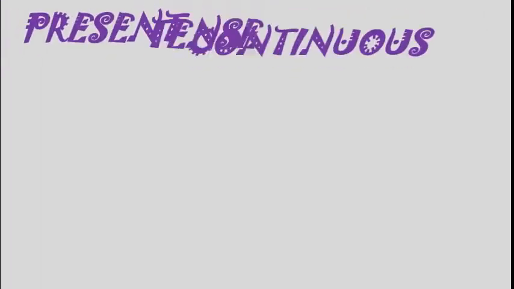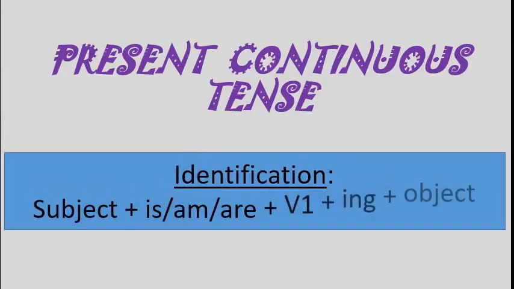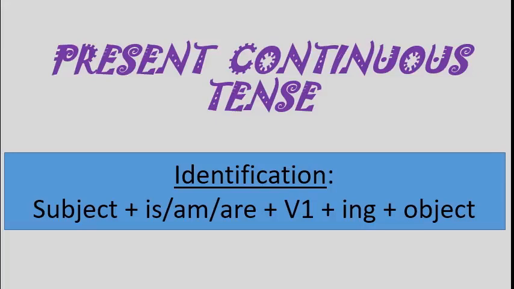Let's see the meaning and identification or structure of present continuous tense. It indicates an action that is taking place at the moment of speaking. Or we can say the present continuous tense expresses actions that are happening now or that are in progress. Let's see the structure or identification of present continuous tense. Subject plus is, am, are plus first form of the verb plus ing plus object. So now here am is always used with I, is used with singular and are is used with plural.